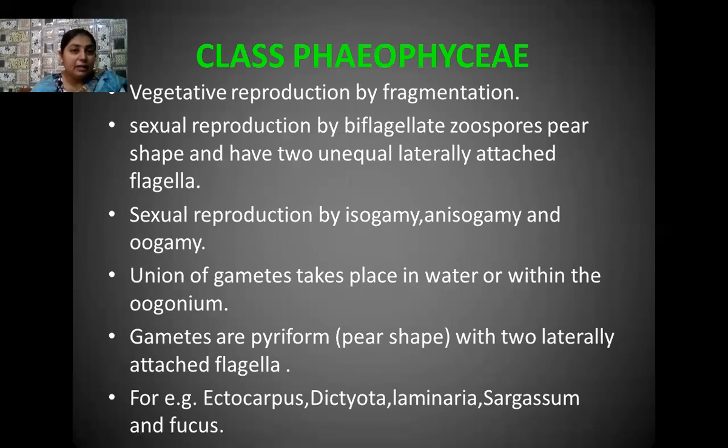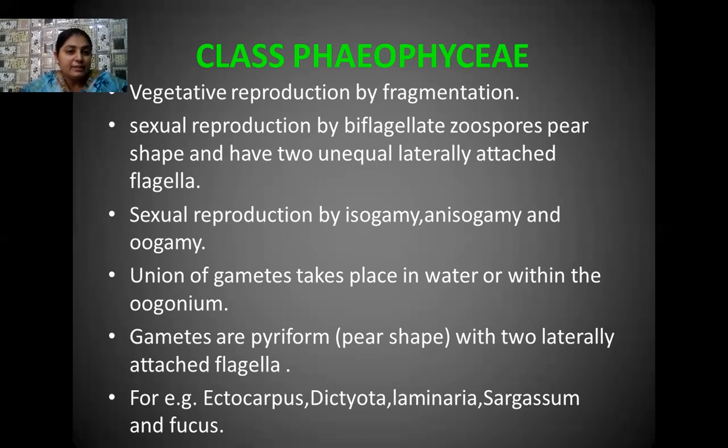Yes, student, regarding the reproduction in class Phaeophyceae, vegetative reproduction takes place by the process of fragmentation. Different fragments of the thallus are formed, and each of these fragments is later capable of producing the entire alga. And here asexual reproduction takes place with the help of biflagellated zoospores, and these zoospores are generally pear shaped, and they have unequal laterally attached flagella. All three types of sexual reproduction are seen in this alga: isogamy, anisogamy, and oogamy.